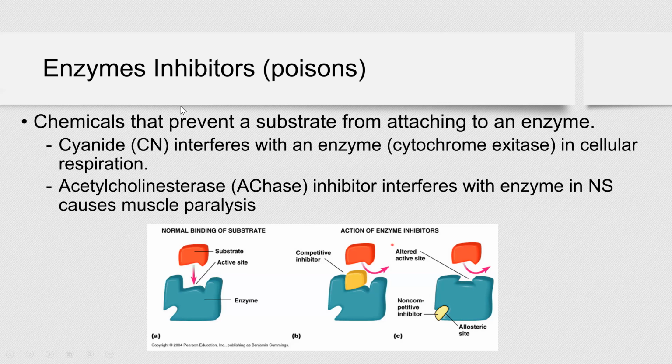Now, what would be examples of enzyme inhibitors? Cyanide, for example. Cyanide interferes with the enzyme cytochrome oxidase that is critical in cellular respiration. Remember, cellular respiration is needed for ATP production. When an inhibitor makes this enzyme non-functional, cellular respiration shuts down. And if your cells stop making ATP, they start dying very quickly. Your nerve cells start dying within minutes, and your brain will be damaged. So this is what cyanide does.